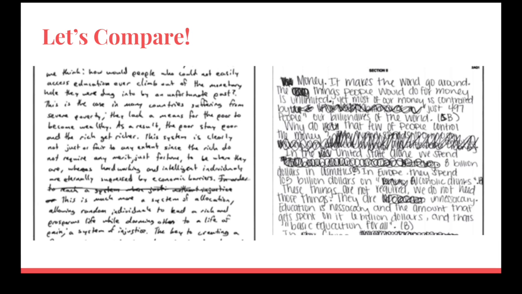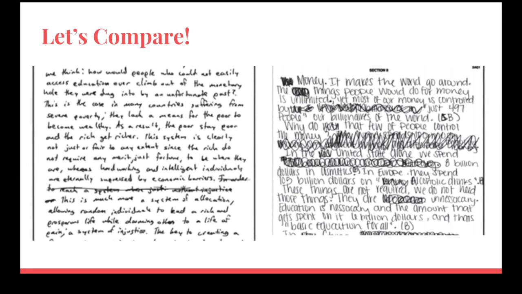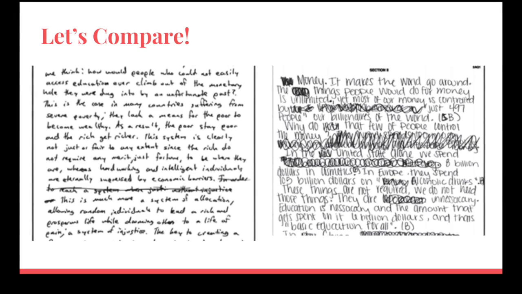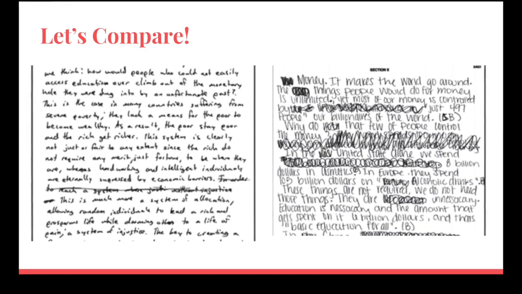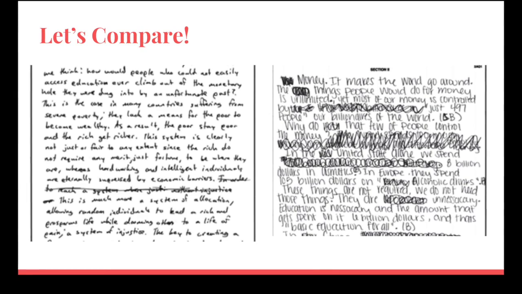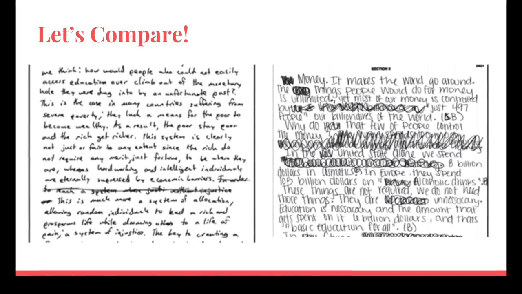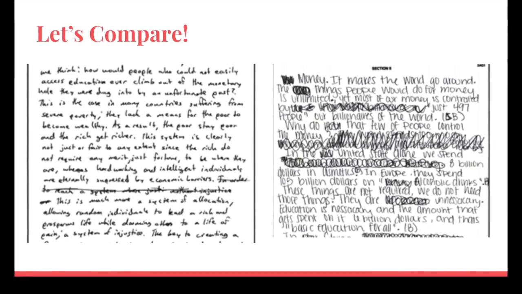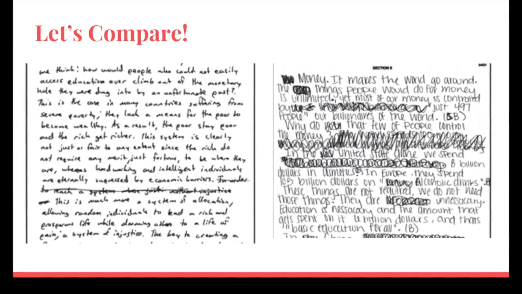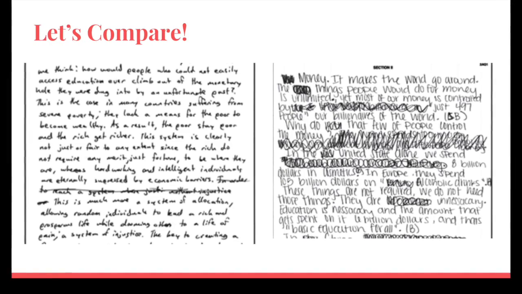Let's compare essay A and essay B. One is better than the other, receiving the highest score, and the other received a really low score. I'll start by reading you the hook. "How would people who could not easily access education ever climb out of the monetary hole they were dug into by an unfortunate past?" That's a good hook because it gives you a subject, monetary issues, and it also asks you a question which draws you into their argument.